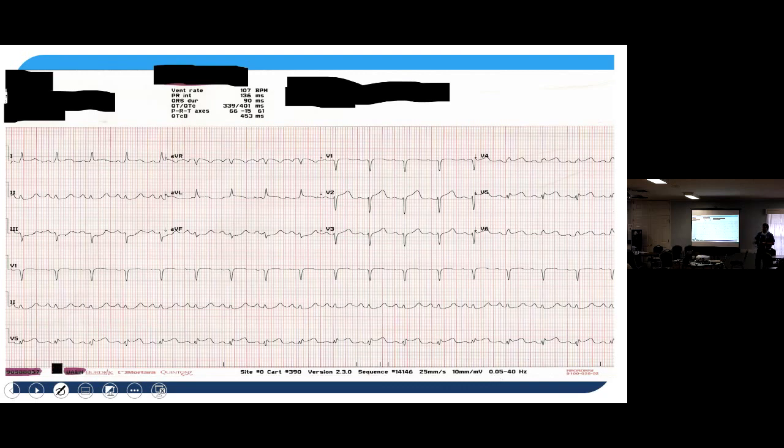Take care of the patient, but every few minutes, print another one out. You may get lucky, they may get unlucky, and you see a STEMI. But now you know what's going on with the patient. Now you get the appropriate care for these folks.